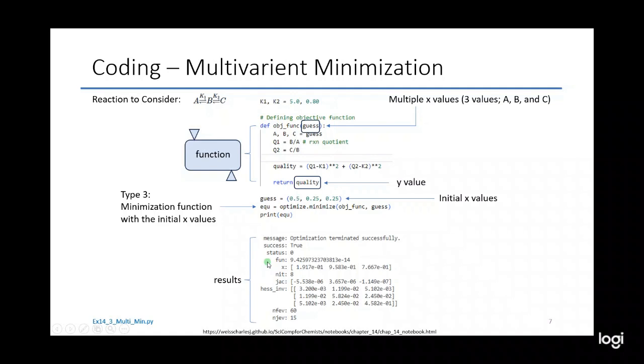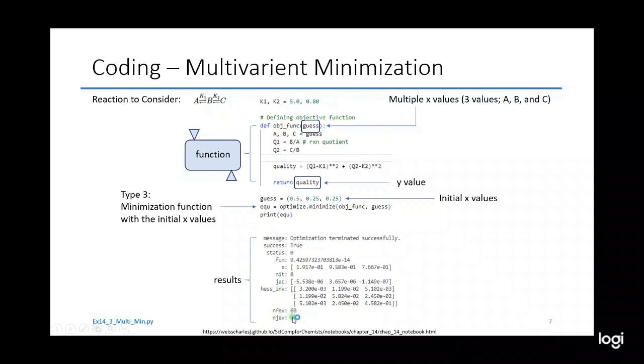Fun equals 9.4297 times 10 to the negative 14. This is the value of the objective function at the solution, which is very close to 0, a strong indicator of a good result. And then the optimized variable values, the value of your input parameters, the A, B, and C concentrations. Nit equals 8. The number of iterations the algorithm performed is 8.